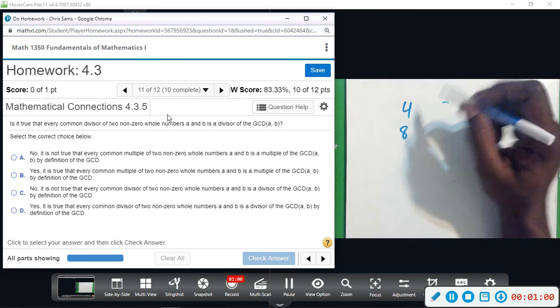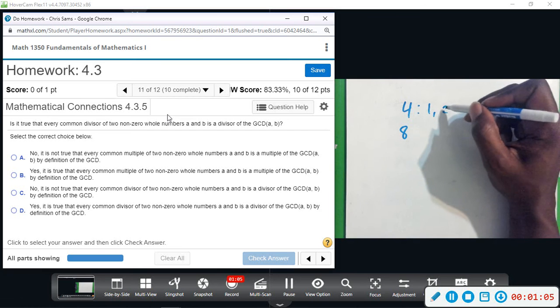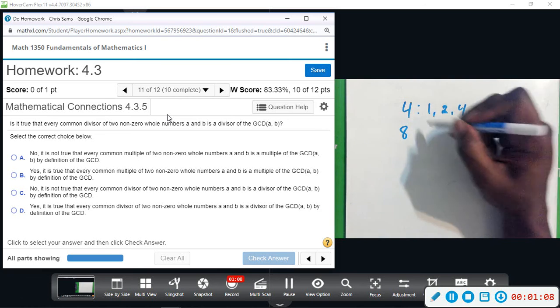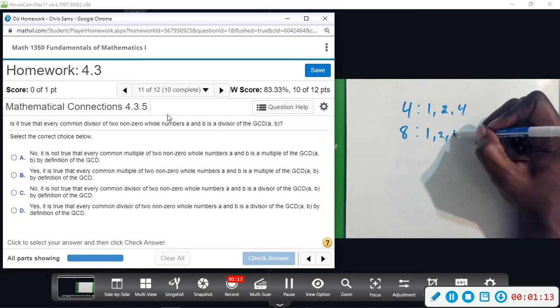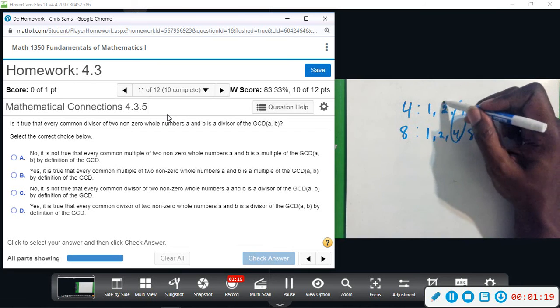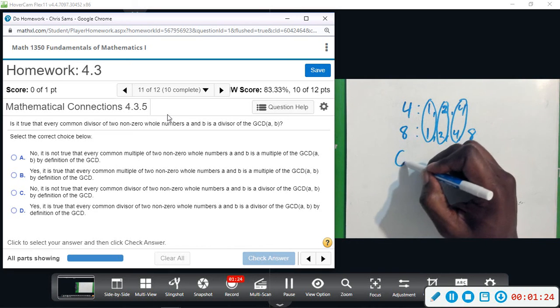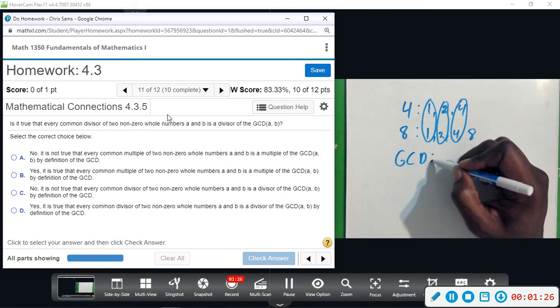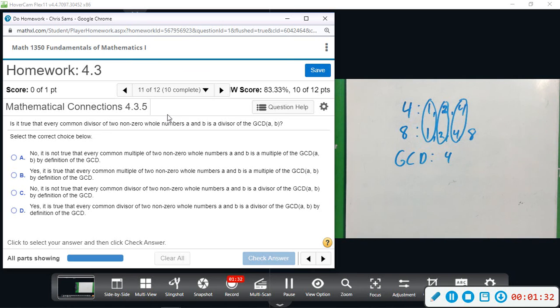Let me write it like this. 4 and 8. The factors of 4 are 1, 2, and 4. The factors of 8 are 1, 2, 4, and 8. They have in common 2, 4, and 1. 4 would be the GCD. 4 is divisible by 2, which is a common factor, and by 1. So that's just one small example. But let's look at this and see why.